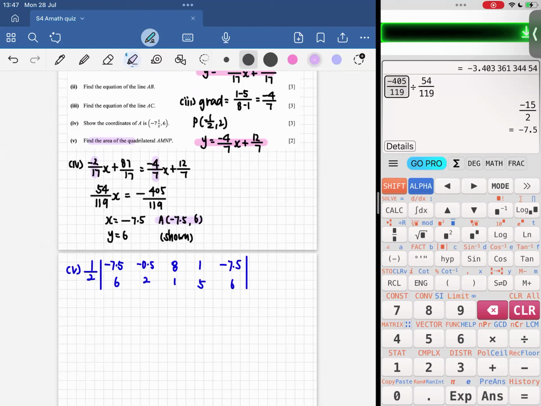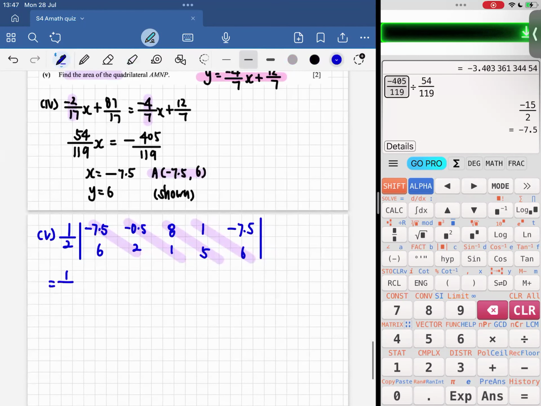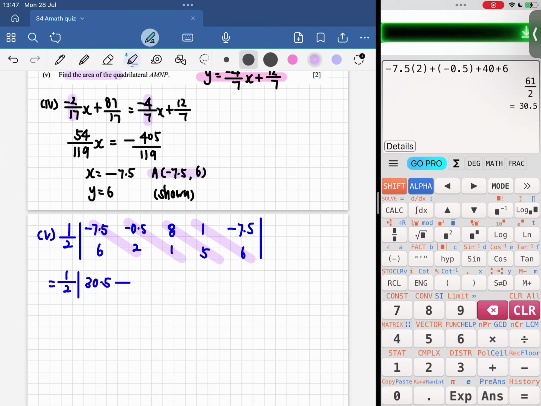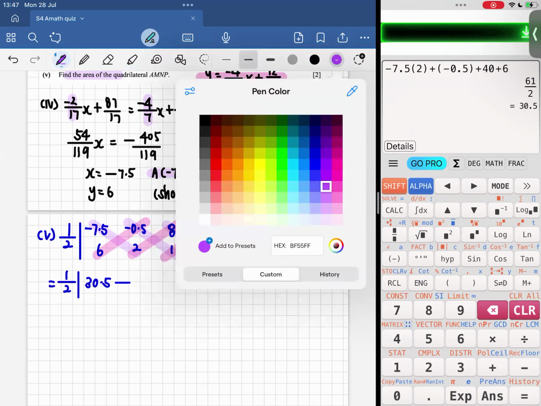Okay, so what you're going to do is when you're going down, you always multiply and add them together. So usually for multiply, I'm quite okay. I will just press calculator from here, okay? So negative 7.5 times 2 plus negative 0.5 times 1 plus 8 times 5 plus 1 times 6. So this one here will be 30.5. Okay, my minus one, I'll be very careful. So minus one, I will write them separately because I want to make sure that my coordinates, if need to cancel off, the signs change, then I must be careful.